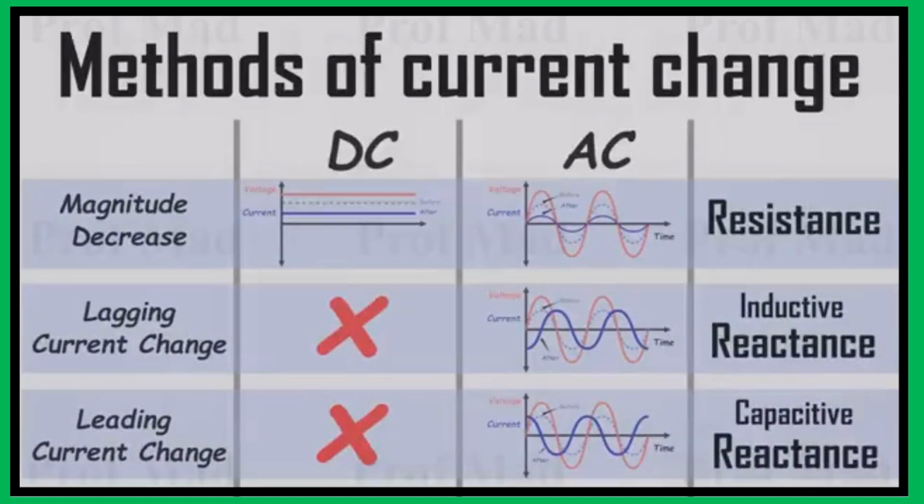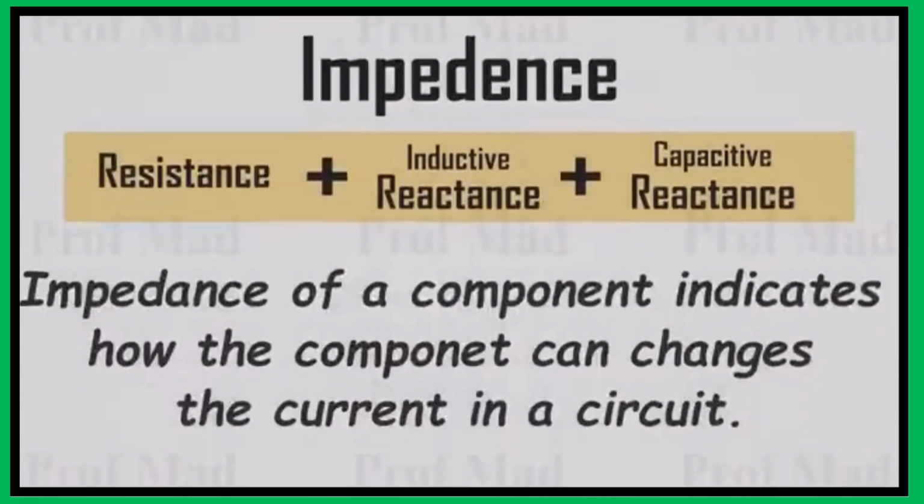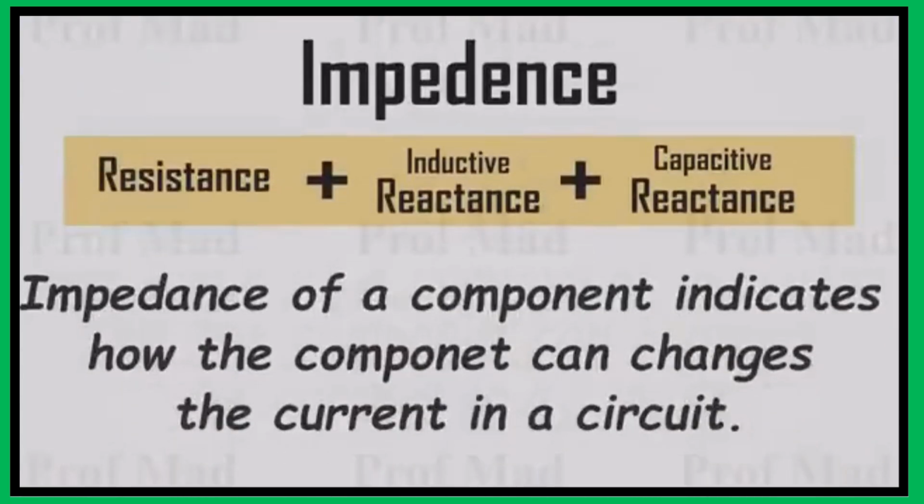Resistance consistently decreases the current and is observable in both AC and DC circuits. Inductive reactance causes the current in a circuit to lag behind the voltage, and it's exclusively observable in AC circuits. Conversely, capacitive reactance makes the current lead the voltage, and it too can only be observed in AC circuits. The cumulative effect of these factors is referred to as impedance. In simple terms, impedance of a component signifies how it modifies the current within a circuit.